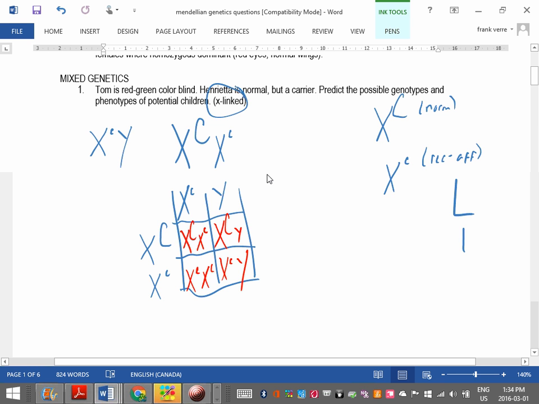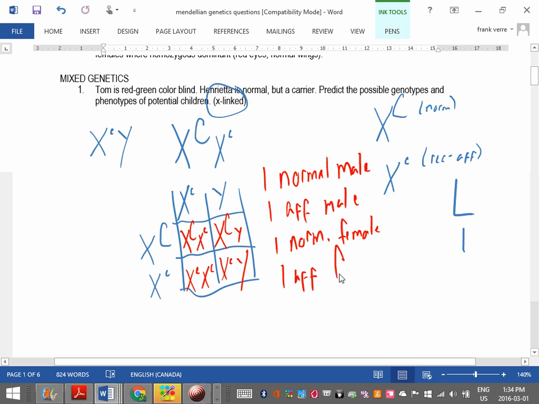We have one. So these are the males, right? Okay. We have one normal male. We have one affected. I forgot to write male. One affected male. We have one normal female. And we have one affected female. Okay? So the ratio is 1 to 1 to 1 to 1.